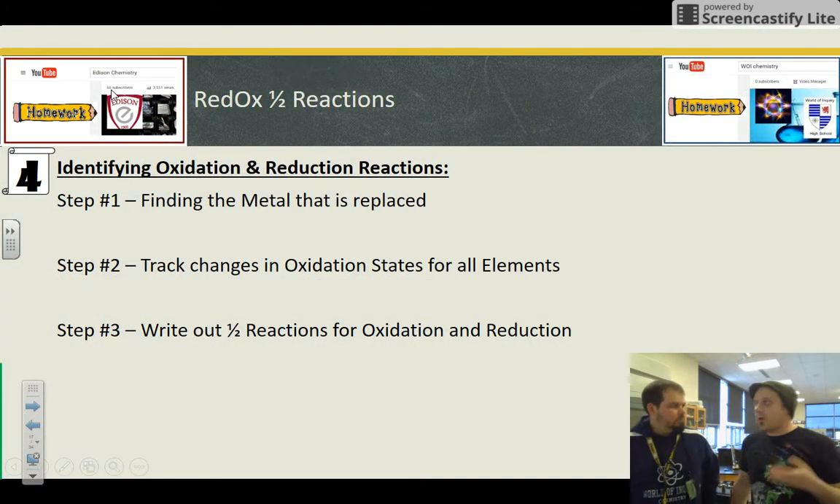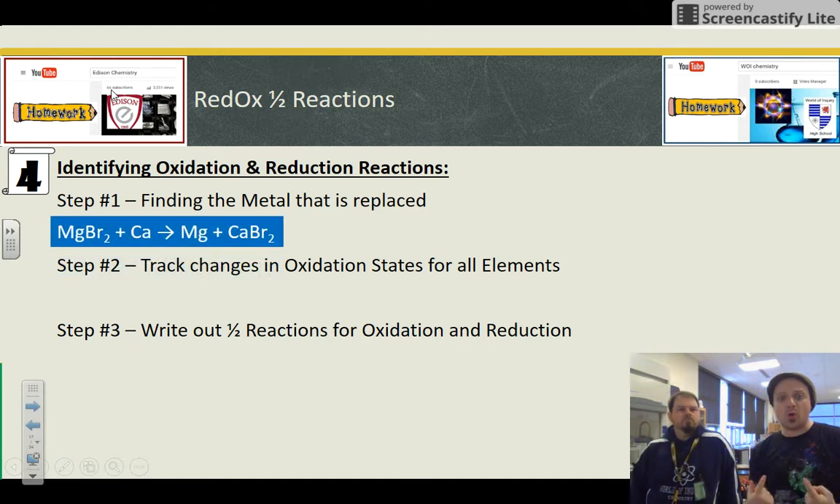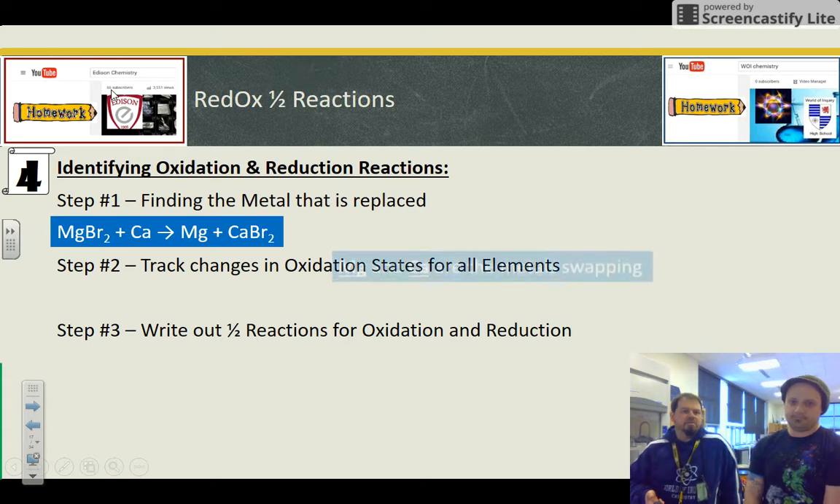And in order to do that, whenever you're presented with a whole reaction, the first thing you've got to do is figure out what metal is involved in being replaced. Because these are all single replacement reactions, really, that we're going to show. So there's the first piece. It is a single replacement reaction. When you see a double replacement reaction, that doesn't work. Redox. And then we just got to figure out now.